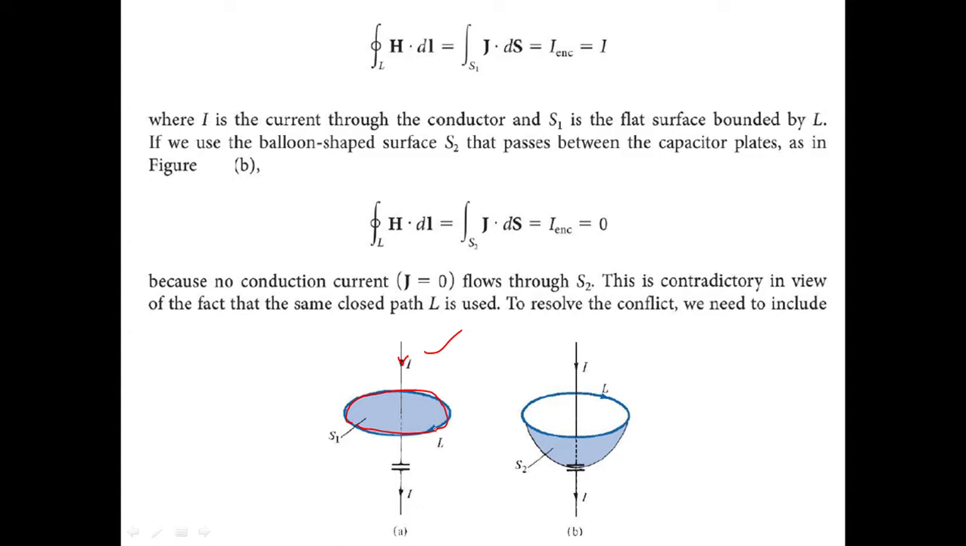Now what if the surface taken is of this form, a balloon shaped surface? What happens here? You watch here clearly. This surface is passing through two plates of the capacitor. As you all know, between the plates of the capacitor there will be a dielectric, right? We cannot call that conduction current, correct? It will be convection current, if you remember, right? Conduction current will be zero between these two plates.